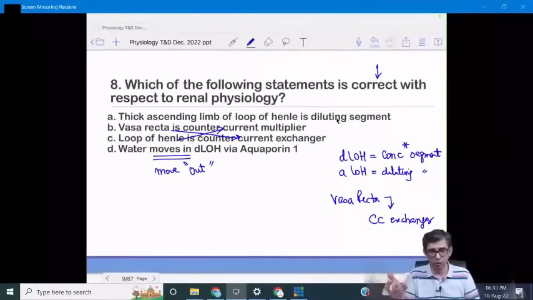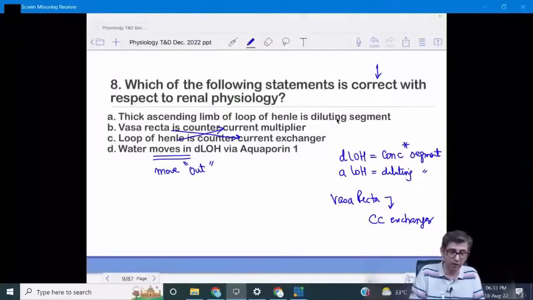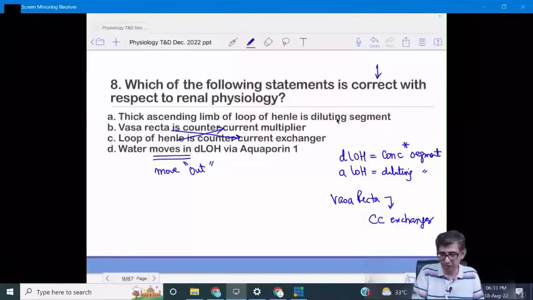When you read option D, it looks like the correct answer because water is moving across with respect to the loop of Henle. That's okay, but the water is not moving in. It is rather moving out, and that is why the concentration tends to increase. That's when the tonicity or osmolality of the urine begins to rise. The correct answer for question number 8 is option A.